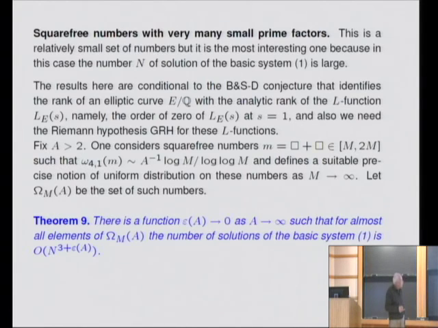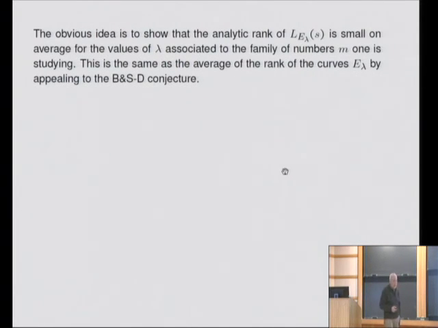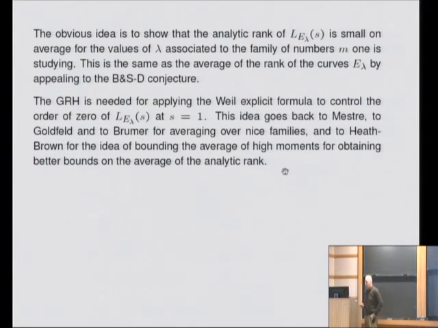So how do you obtain that? Again, you want to control the rank of the elliptic curve on average. So the idea is to apply the Weil explicit formula to control the order of zero of the L-function of the elliptic curve at s equal 1. And the fact that the order of zero is the rank, that is the Birch and Swinnerton-Dyer conjecture. I don't know any theorem which proves that conjecture on average, so let's assume the full conjecture.